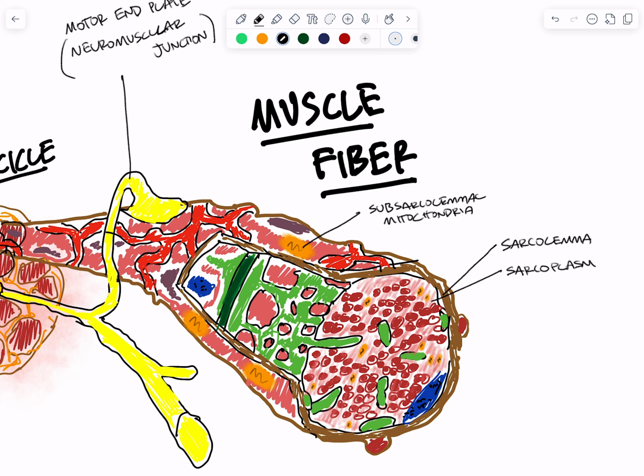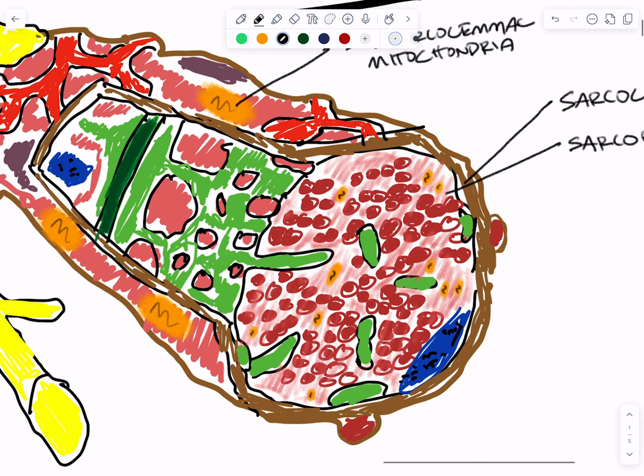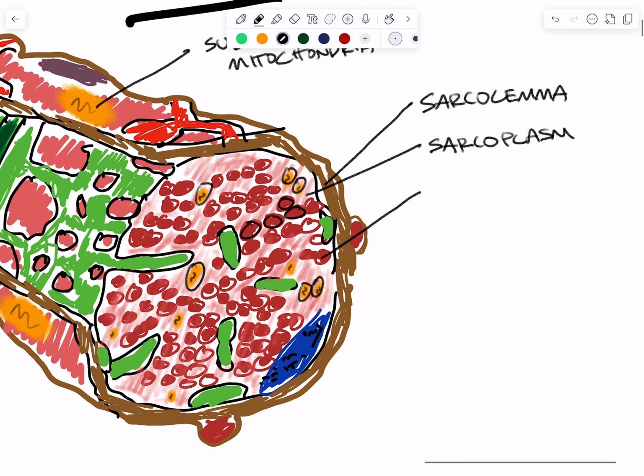This muscle fiber also has other mitochondria, and these mitochondria are going to be located in between, as you can see, your myofibrils. And what are your myofibrils? Your myofibrils are these right here, these circles right here. These are going to be your myofibrils. And these are mitochondria.